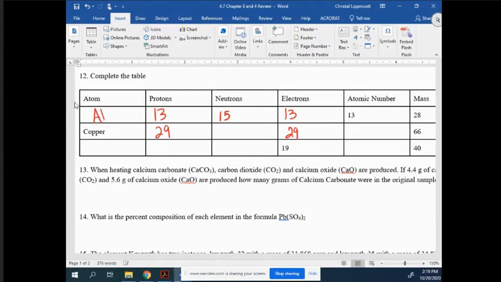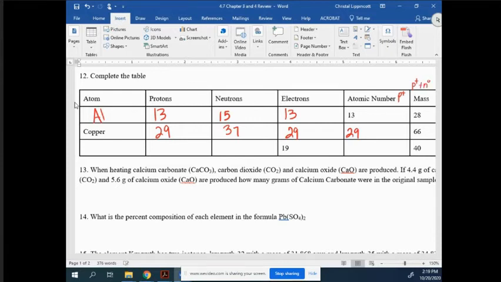And if we take 66 minus 29, that's going to give us 37 neutrons. And again, our atomic number equals the number of protons. So that's going to be 29. So atomic number is protons. That's how many protons you have. Your mass is your protons plus your neutrons.